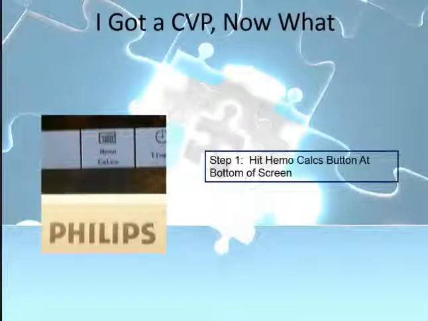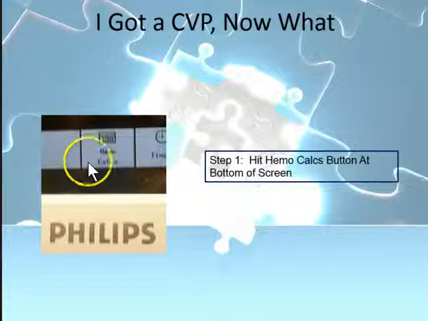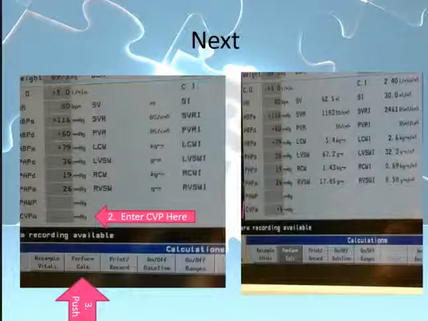So you got a CVP, now what? What do you do with it? What do you want to know? I talked a lot about SVR, talked a lot about Afterload. How do you get that? So on your monitor, you're going to find this Hemocounts button here. You're going to hit that, and then it will bring up a screen that looks like this.